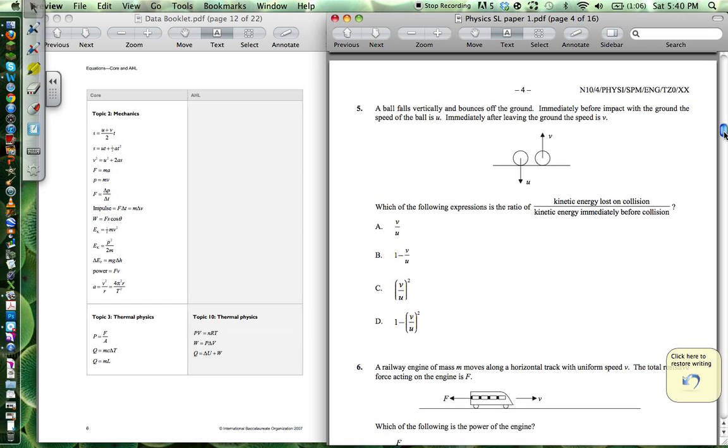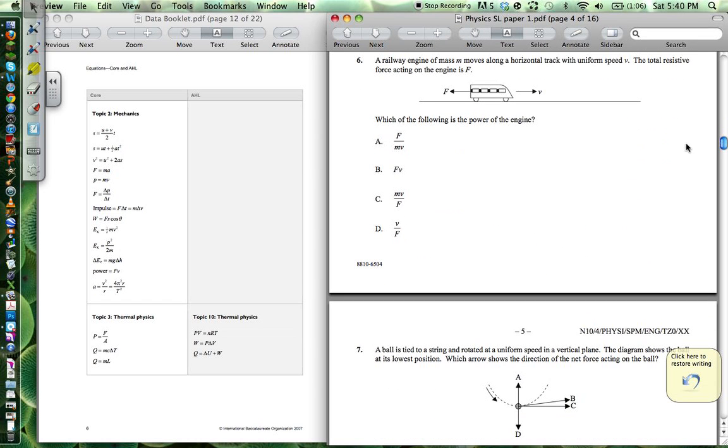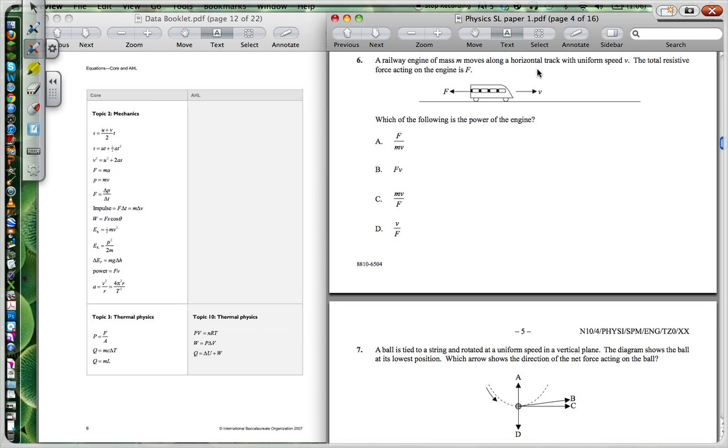Okay, going on to question 6. It says a railway engine of mass m moves along a horizontal track with uniform speed, so it's not accelerating, therefore there must be no resultant force acting on the train. The total resistive force is F. Which of the following is the power of the engine?